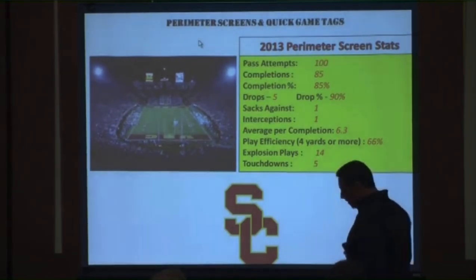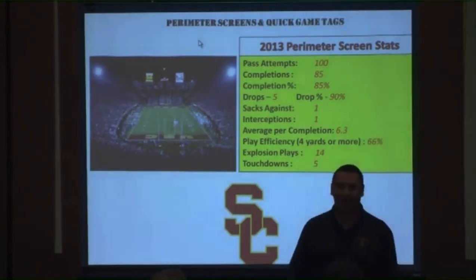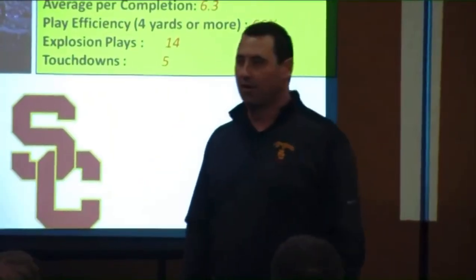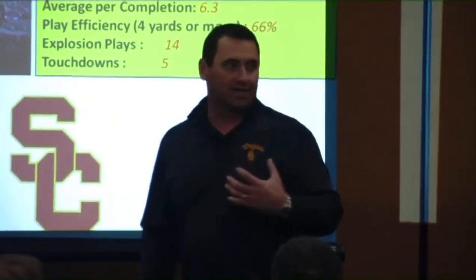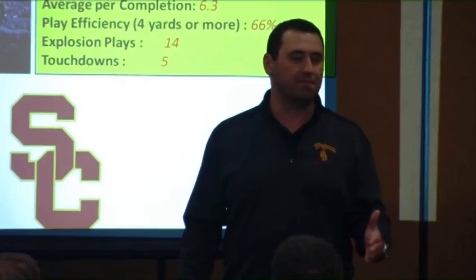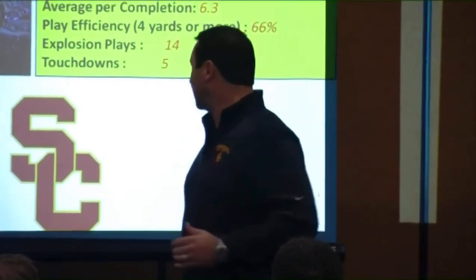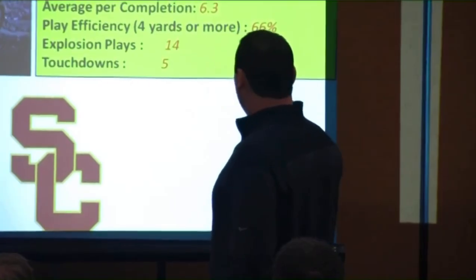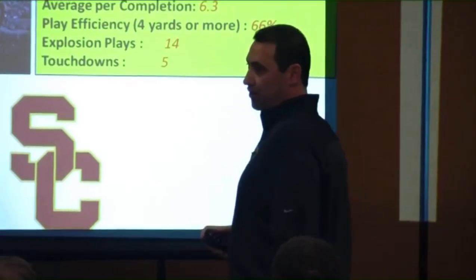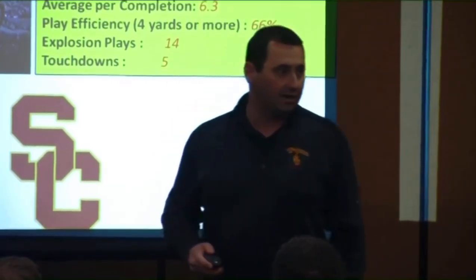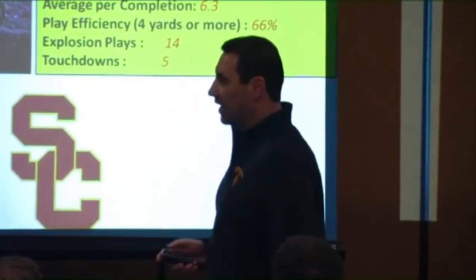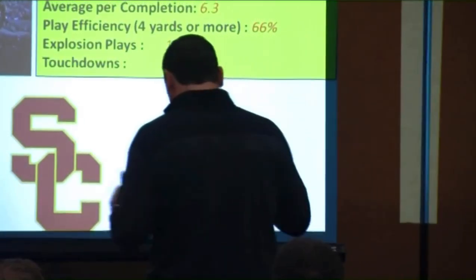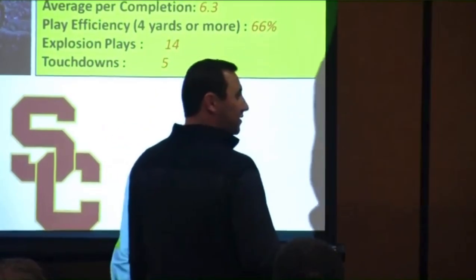The average completion was 6.3, and you're going to say, well, that's not very good. It's not a very good number. When we throw perimeter screens, in our opinion, it is a running play. If you average 6.3, if you called power 100 times next season, and you average 6.3 yards a carry, would you do it? Heck yeah.